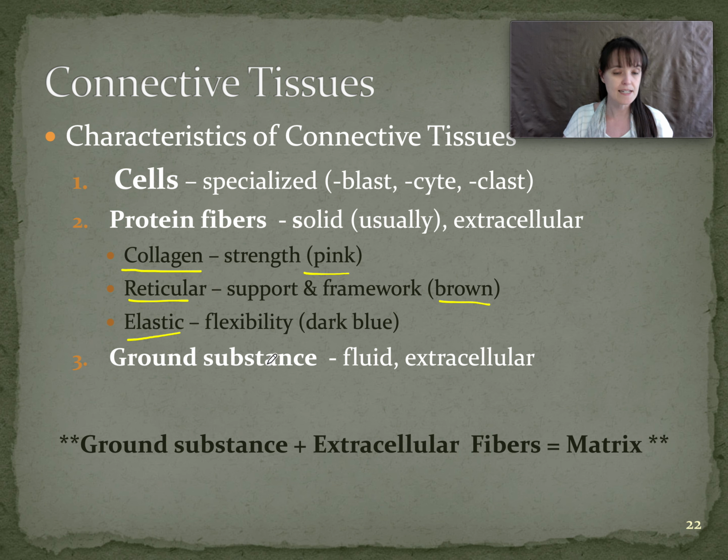And then elastic fibers are made of elastin, E-L-A-S-T-I-N. They are flexible and elastic, like elastic. And they tend to be stained dark blue on the brands of slides that we have, thank goodness. And they're found in the elastic ligaments, such as the elastic ligaments between the vertebrae, the bones of the back.